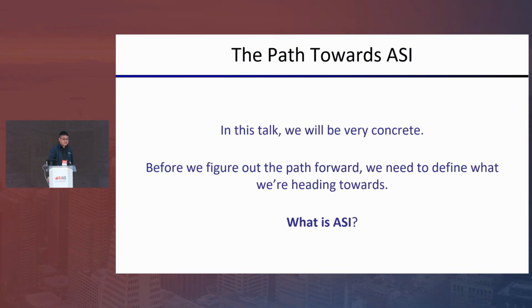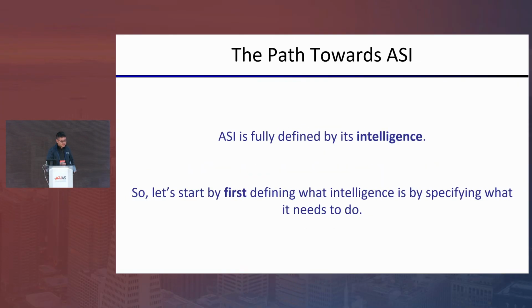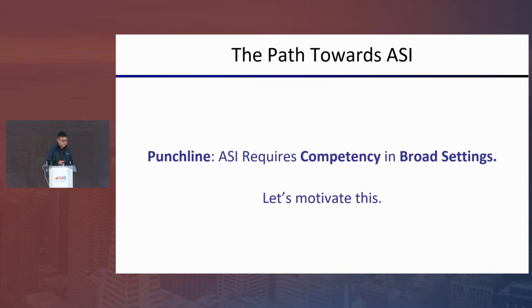ASI is currently a very hot topic in Silicon Valley. In this talk we try to make it concrete. What exactly do we mean by ASI? How do we achieve that? First of all, let's try to understand what we are heading towards. What is artificial superintelligence? Let's start by first defining what intelligence is by specifying what it needs to do.